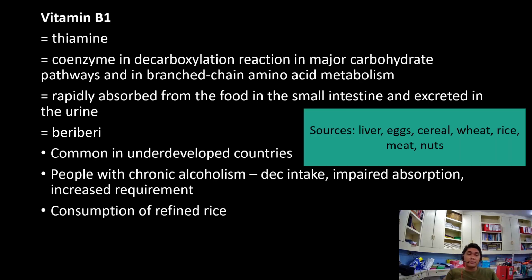Next is vitamin B1. Vitamin B1, that is your thiamine. It's a coenzyme in the carboxylation reaction, major carbohydrate pathways, and in branch chain amino acid metabolism. It's rapidly absorbed from the food in the small intestine and excreted in the urine. Now, regarding sources, you have liver, egg, cereal, wheat, rice, meat, and nuts. And you can also have artificial source. That's your supplement, your vitamin B complex supplementation.